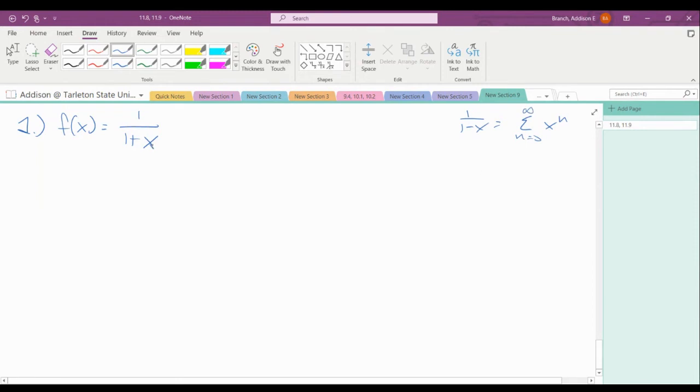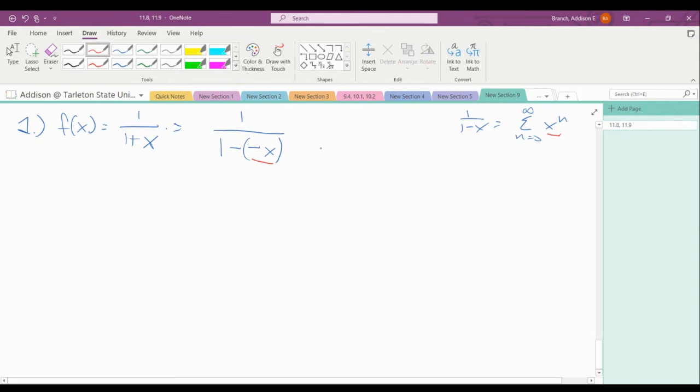So what we want to do is manipulate this function right here to get something in a similar format to our given function. We can take this function and say that this is equal to 1 over 1 minus negative x. So now we have a 1 on the top, and then a 1 minus some sort of function in the bottom. Now we're in our right format, we can take this piece right here and plug it in for x.